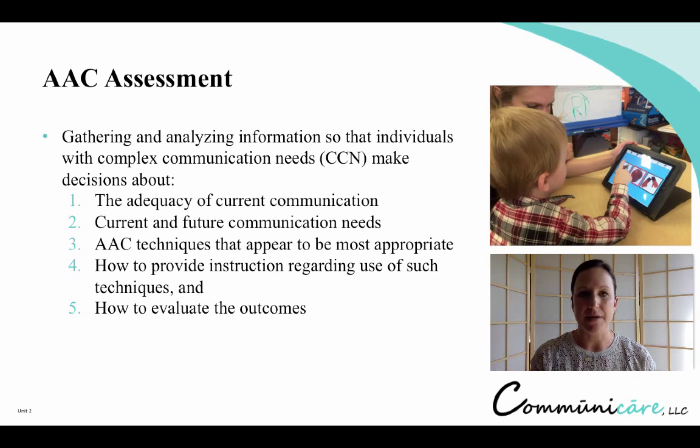So an AAC assessment is really about gathering and analyzing information so that individuals with complex communication needs can be part of making decisions about the adequacy of current communication, their current and future communication needs, as well as AAC techniques that appear to be most appropriate, and also identify ways of how to provide instruction regarding the use of such techniques and assessing the outcomes and success of such a system.